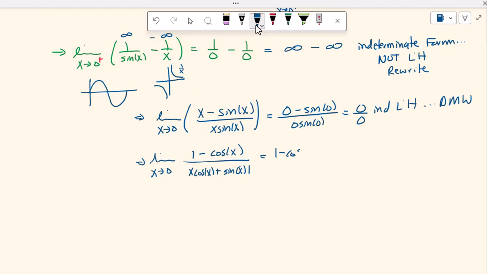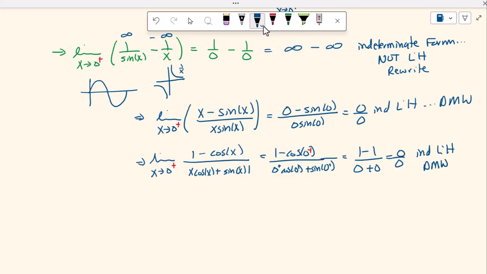That would be 1 minus cosine of 0. Oops, I forgot I threw that plus sign in. 0 from the right. And then I'll have 0 from the right times cosine of 0 plus sine of 0. Okay. So 0 from the right, cosine of 0 is 1. 0 times anything is 0. So I still get a 0 over 0 here, which is an indeterminate. Ooh, I'm getting worried. L'Hopital's, do more work.